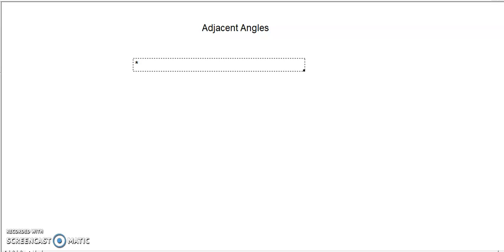In this video, we'll learn about adjacent angles. What are adjacent angles? The easiest way to remember them is to remember that the definition is they're just angles that are next to each other. Angles that are next to each other. Okay. Now, there's a more precise definition, and we're going to write that down.